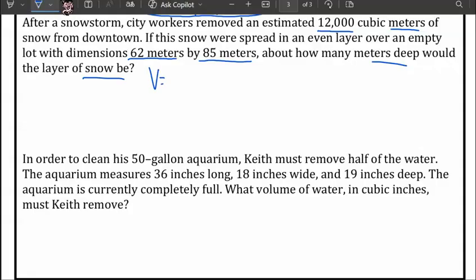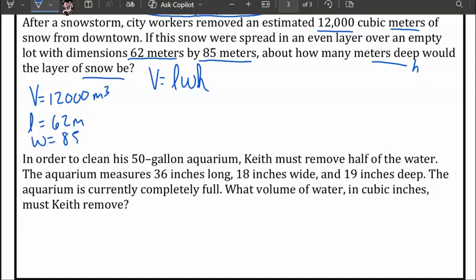The volume of a rectangular prism is length times width times height. It wants to know how deep, which would be the height. And they give you the length and the width, and they give you the volume. Let's plug those in and solve.